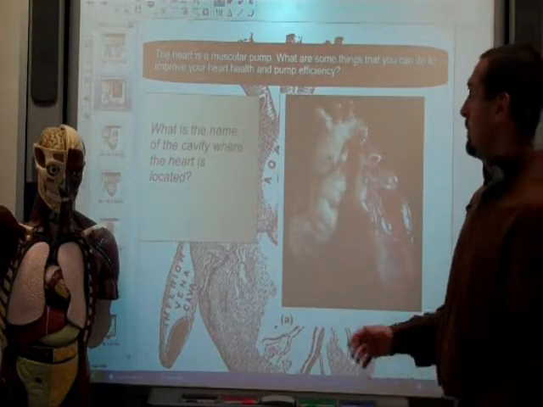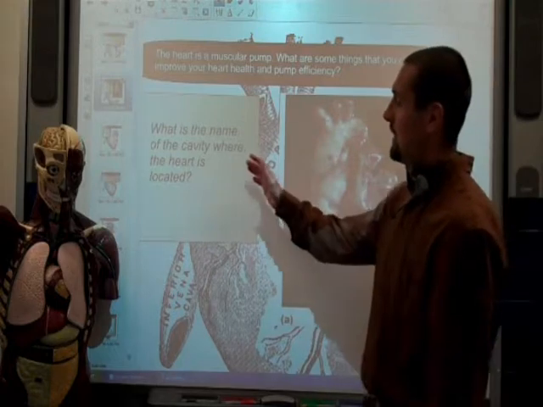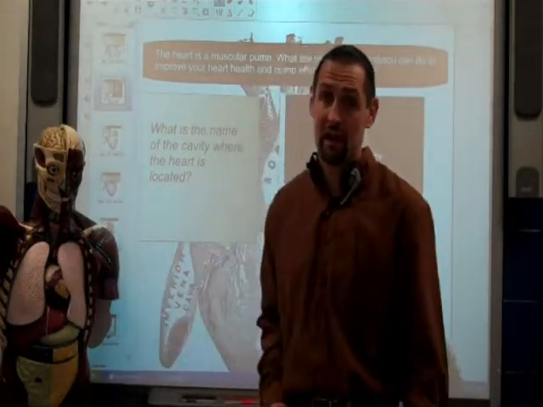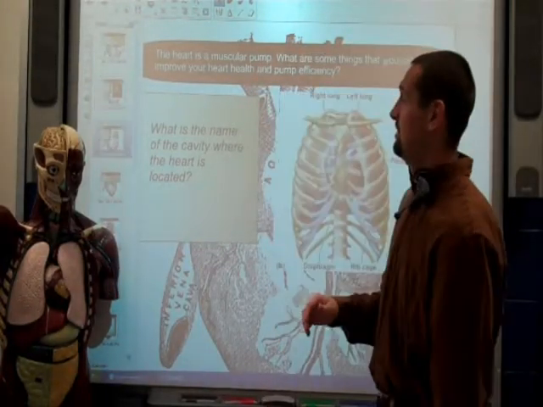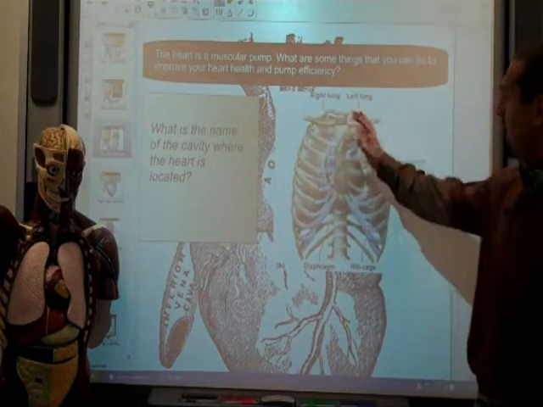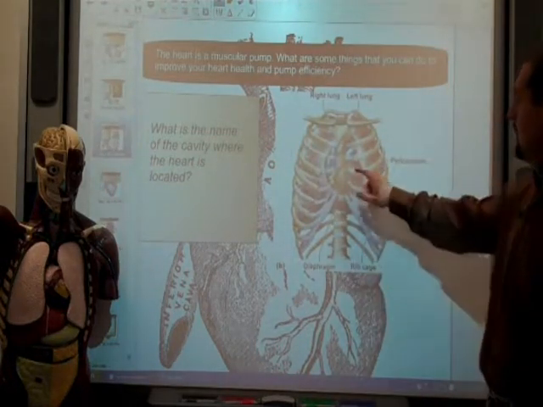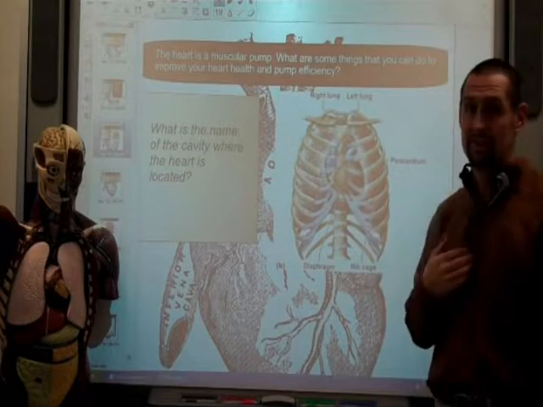So what's the name of the cavity where the heart's located? Here's a picture of the heart. The cavity is the pericardial cavity. So the pericardial cavity. So here again is our thoracic region with the heart right inside, just behind your sternum.